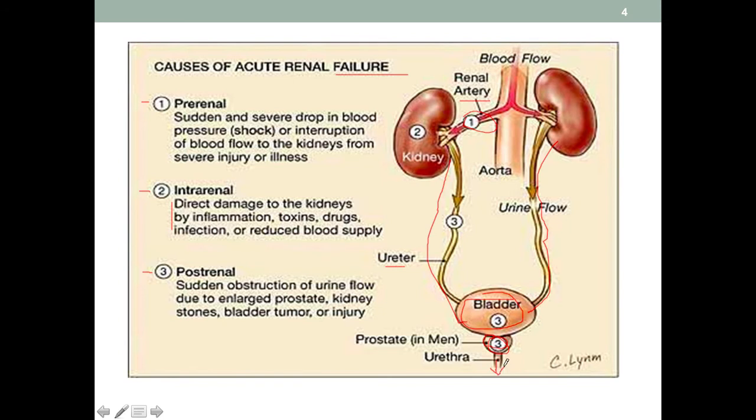So all of these places downstream of the kidneys that we just talked about are basically the route for urine flow out of the body, but many factors could disrupt this urine flow, and that could lead to the acute kidney injury.